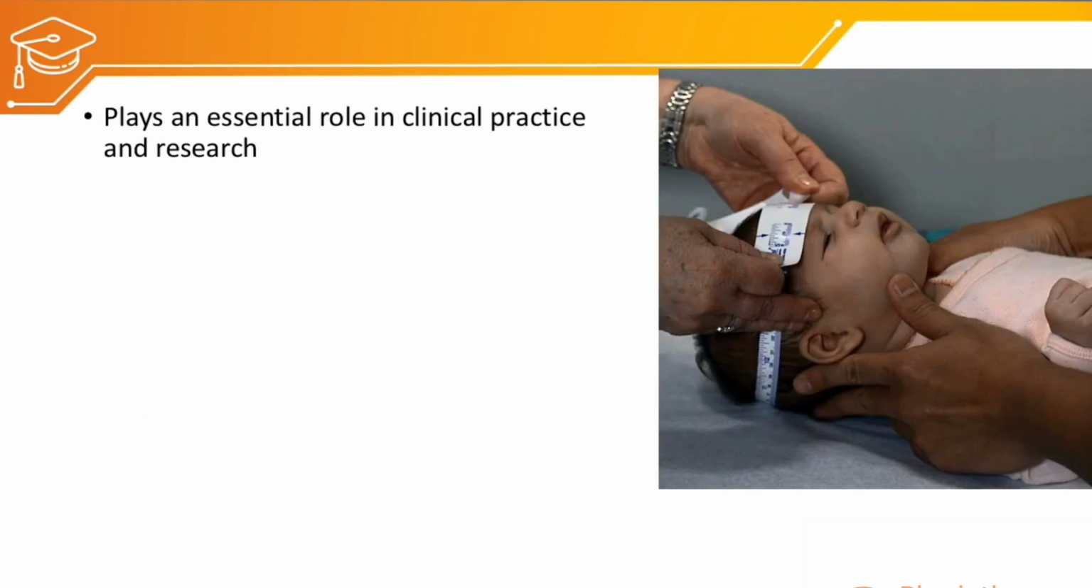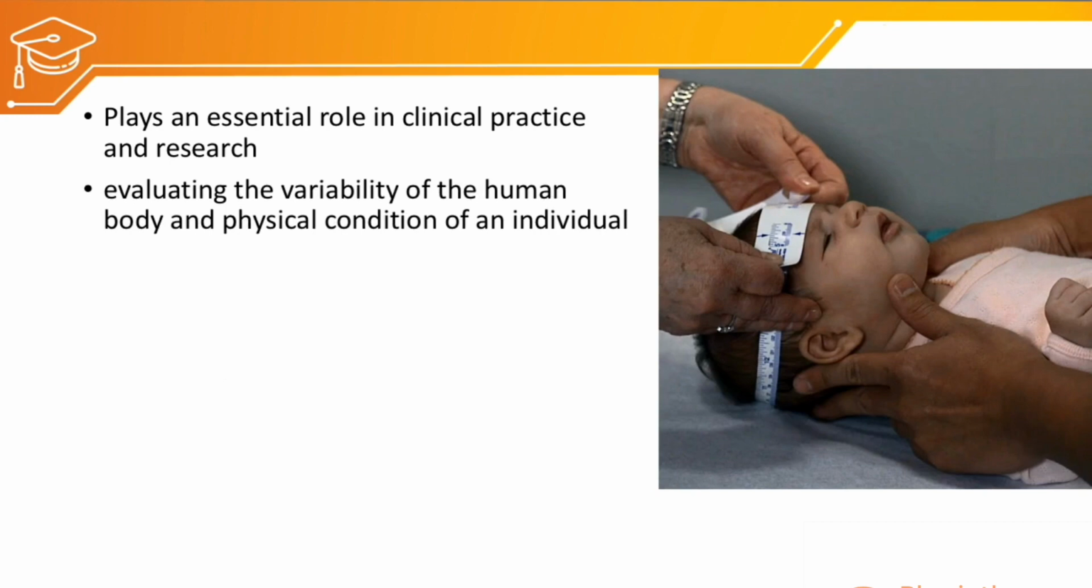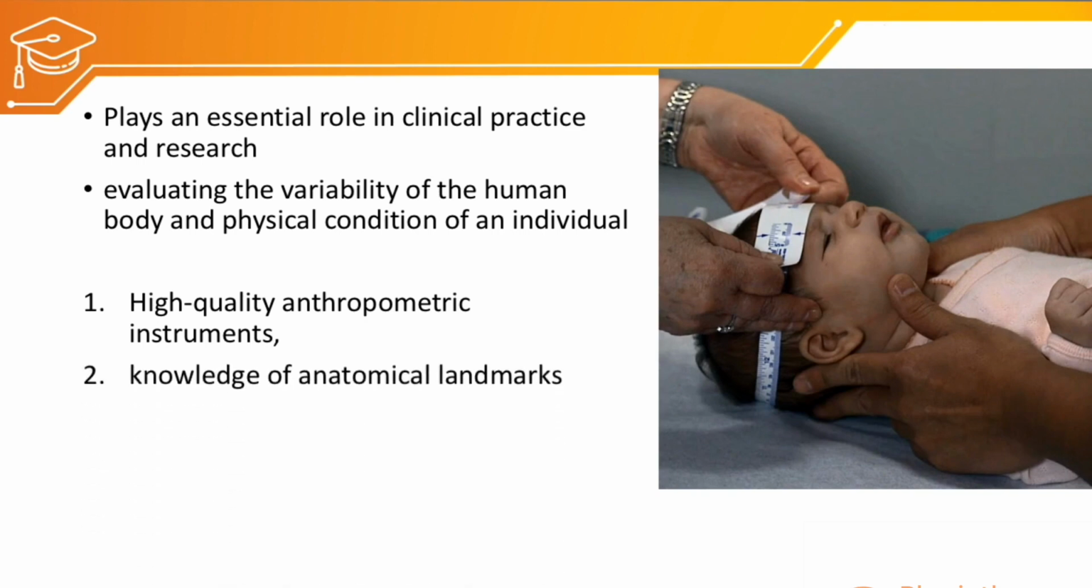So it plays an essential role in clinical practice and research, where we evaluate and record the variables of the human body and the physical conditions of each individual or patient. For us to efficiently record the findings or the data from our anthropometric measurements, we need high quality anthropometric instruments with which we will be measuring various parts of the body, as well as thorough knowledge of the anatomical landmarks where we will be placing the measurement tools for recording and measurements.